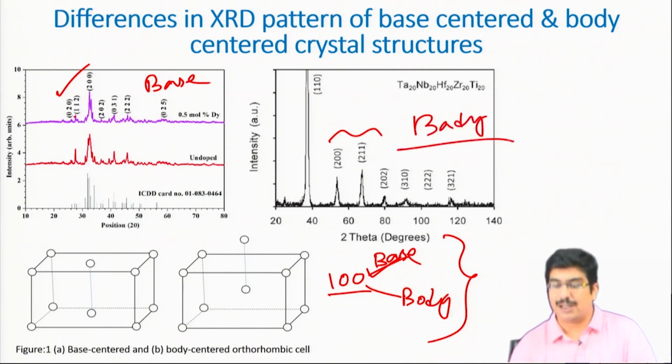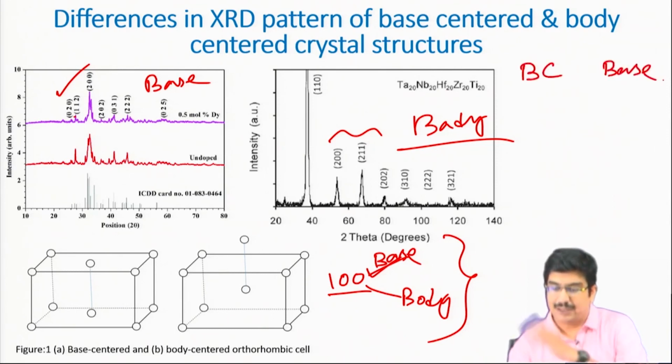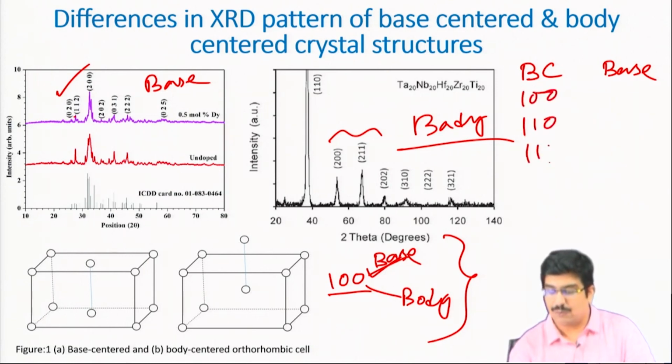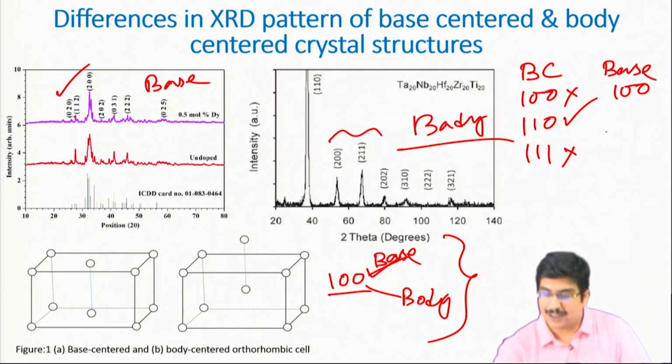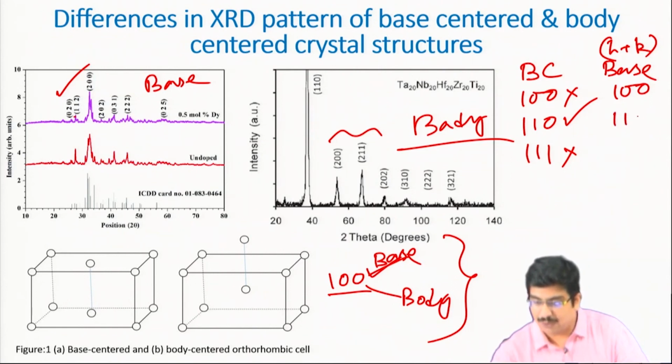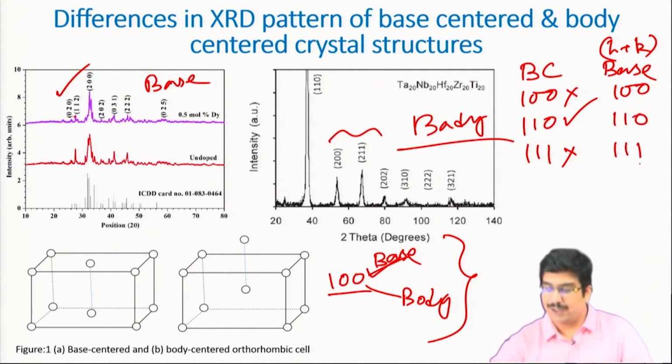So in case of a body centered, if we look at this body centered versus base centered, we can see 100, 110, 111. We do not get any 100, we only get 110 and 111, again we do not get it. In case of a base centered, if you remember, we are getting 100 because there the condition is only H plus K has to be even. L is not of any relevance in case of a base centered. So again 110, 111. So which one are we going to get here?